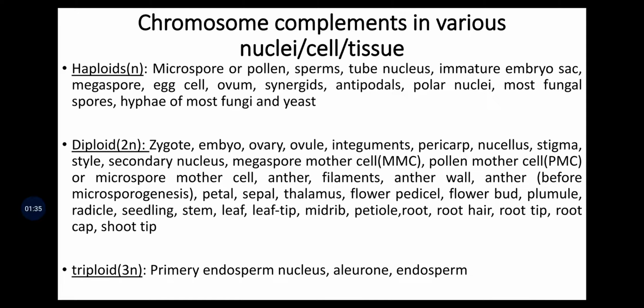and shoot tip. The root tip is nothing but the radicle and the shoot tip is nothing but the plumule, that is the covering portion in order to protect it. The triploid condition, 3N condition, is only observed in three structural parts, that is primary endosperm nucleus, aleurone, and endosperm.